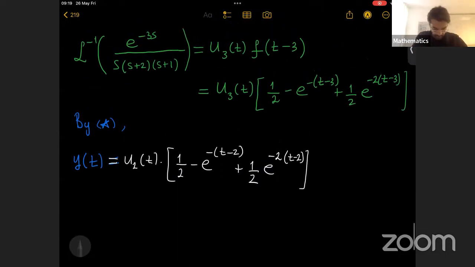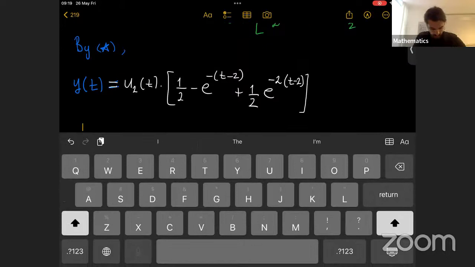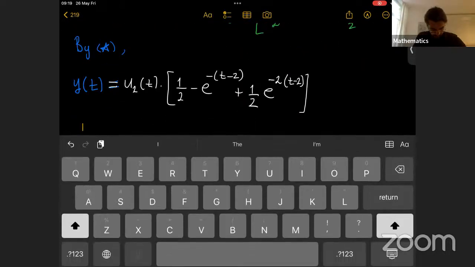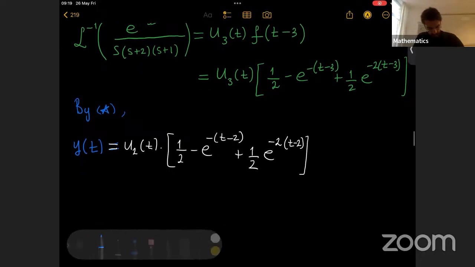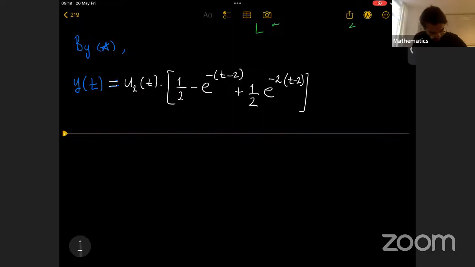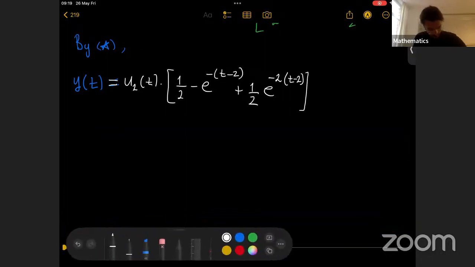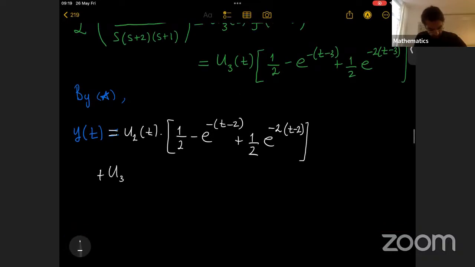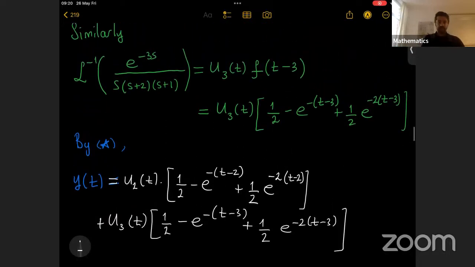From this, let's copy this again. Anyway, let's write it. So it's going to be plus, okay, there's something wrong with this. Plus u3(t) times 1/2 minus e to the minus (t minus 3) plus 1/2 e to the minus 2(t minus 3). Okay. All right. Any question with this example?